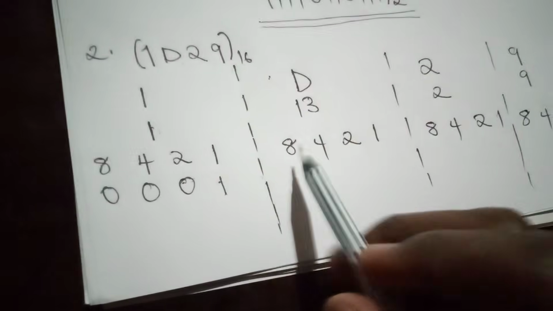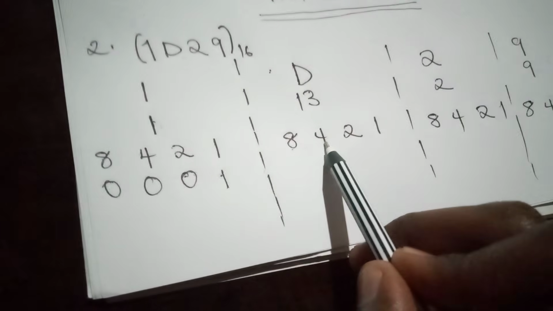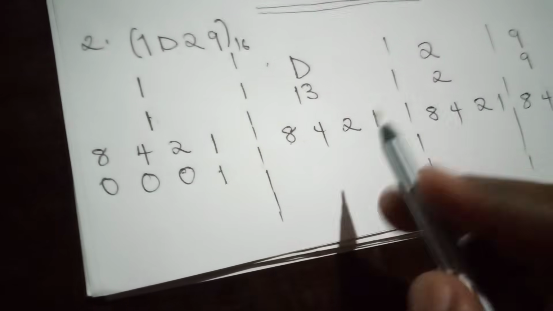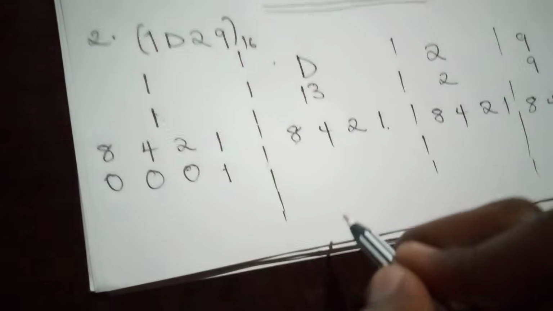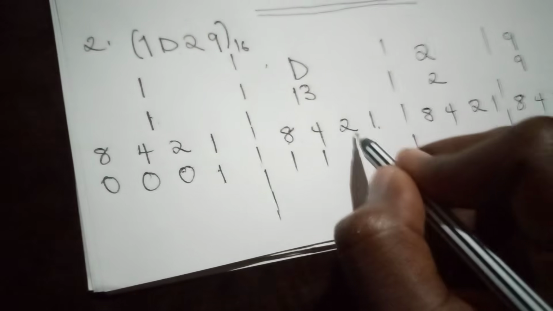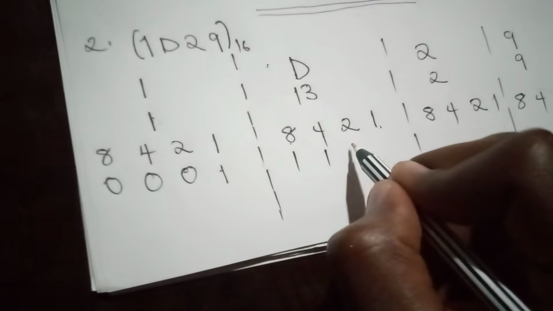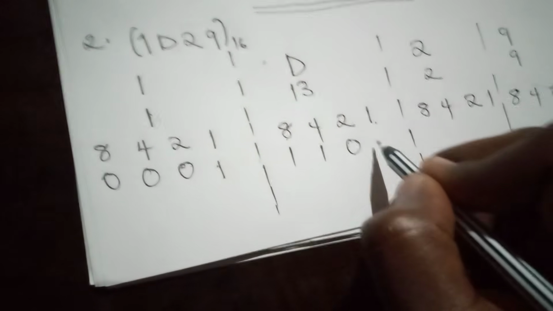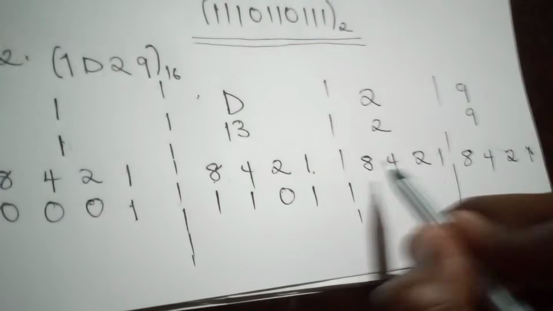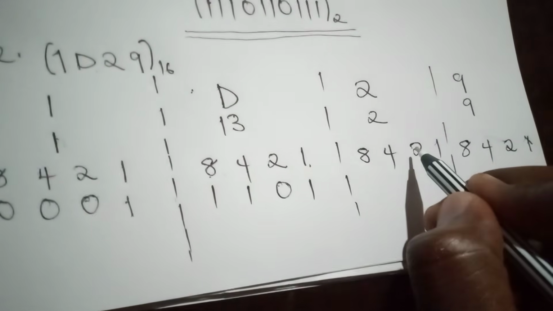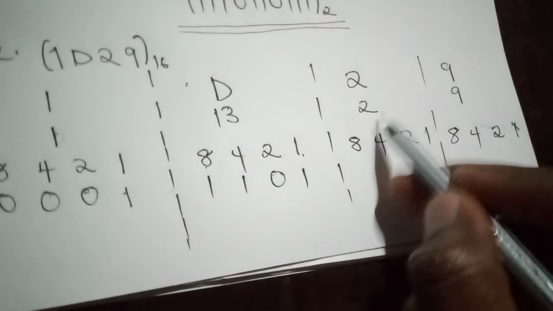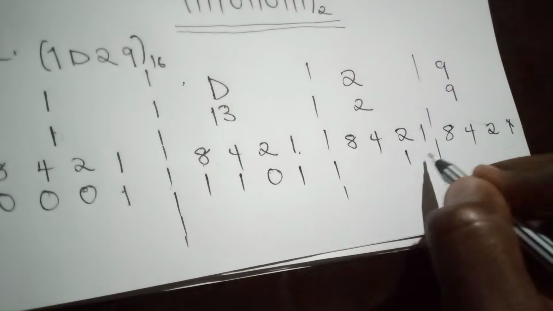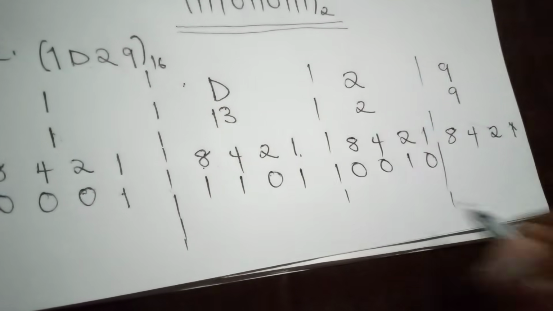When you add 8 plus 4, that is 12, plus 1, that is 13. So the numbers that I've selected, I'm going to replace them by 1. So 1 1, 2 is left out, is not selected, so I'm going to put 0 there, then 1. All the same, even this side. 2 is the number that I'm going to select. Why? Because when I add 2, I'm going to get 2 itself. That is 1 0 0 0.